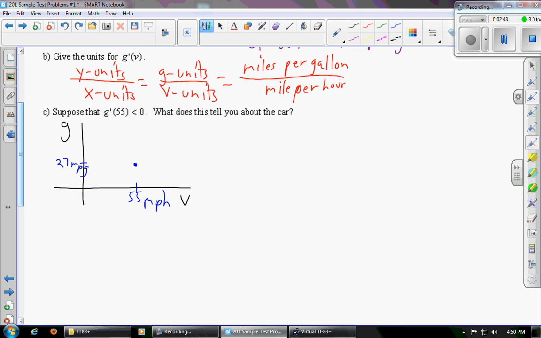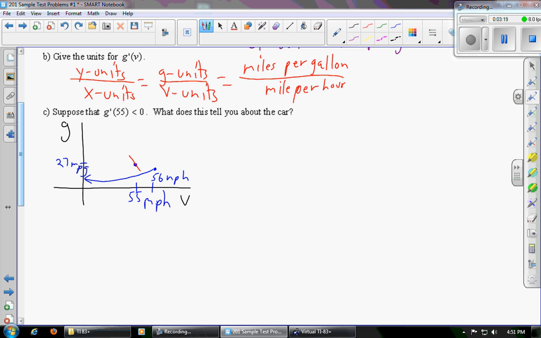And G prime of 55 is negative, which means that the slope of the tangent line at that point is negative. It must be some downhill thing. I don't know how steep, but I know it's downhill. So what that means is, for example, if I were to go over here to say 56 miles per hour, then the fuel efficiency I get must be something lower than the one that we had before. So maybe it's right here, something a little bit lower. And so we'll kind of exaggerate and say this is something down here, less than 27.